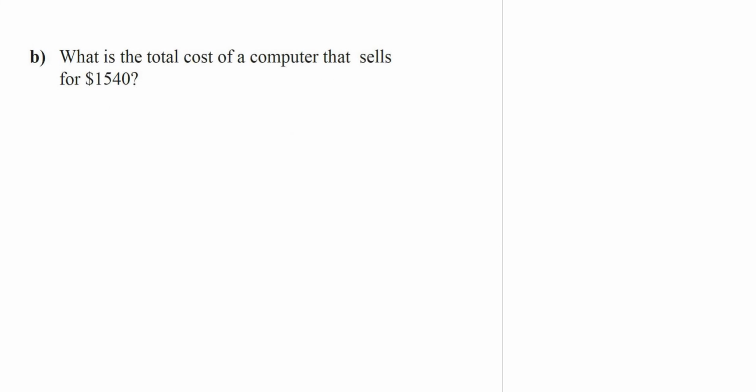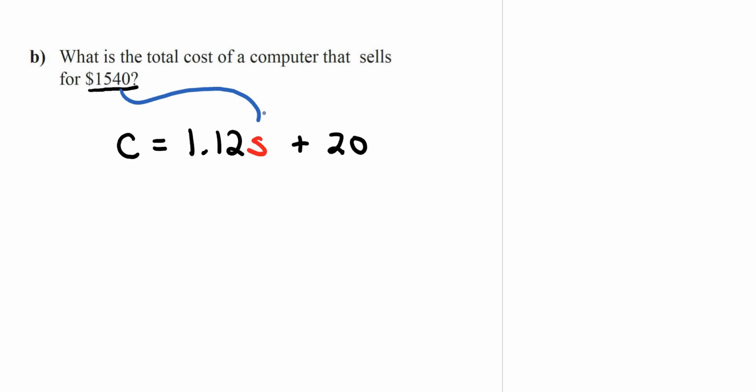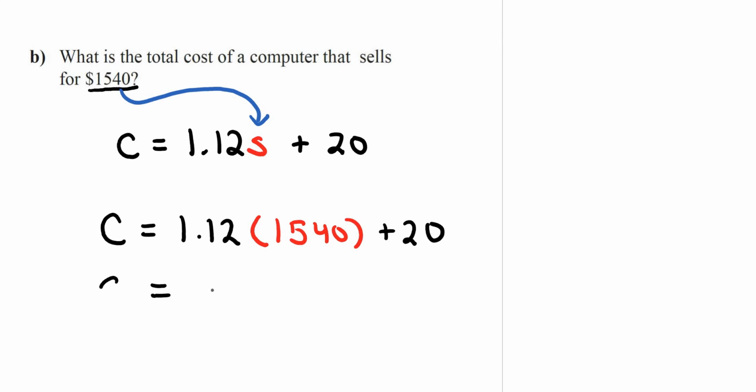What is the total cost of a computer that sells for $1,540? Well, I know my total cost equation from part A is 1.12 times S plus $20. And basically this 1,540 is the sales price. So C, the total cost, would be 1.12 multiplied by 1,540 plus the $20. And I would just go to your calculator after this, and you'd get $1,744.80. So that is your total cost.